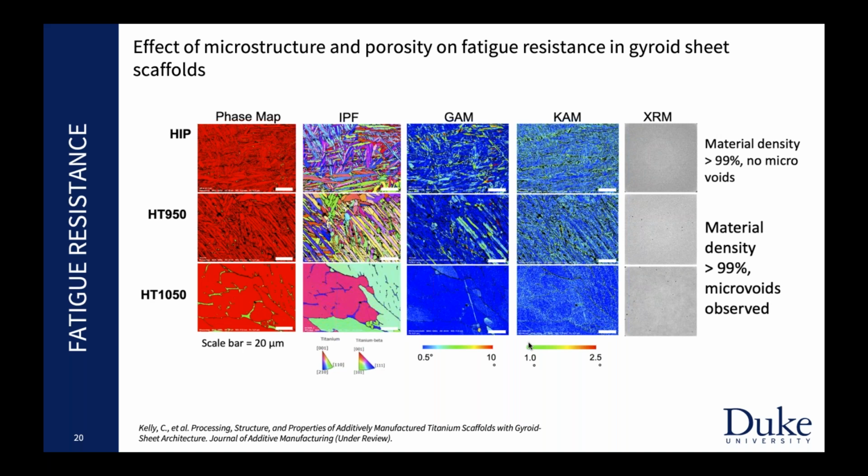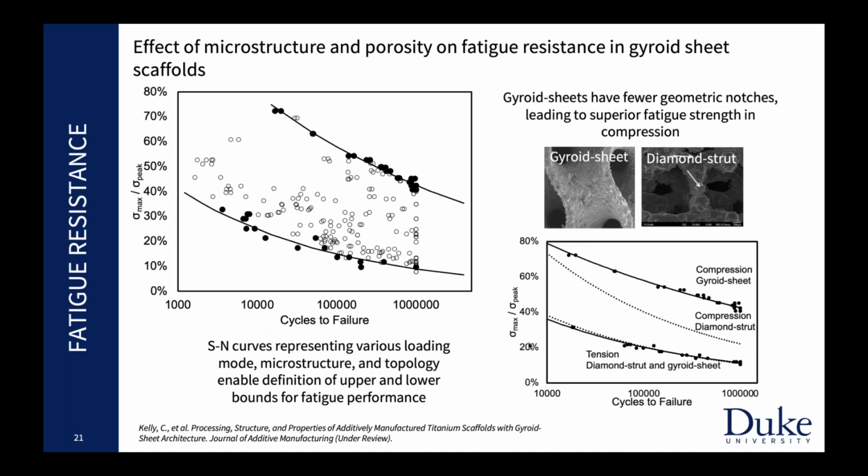Should we use HIPping, which is hot isostatic pressing? What type of heat treatments should we do? And these are just images of how we heat treat and what type of grain structures we build as a function of heat treatment.